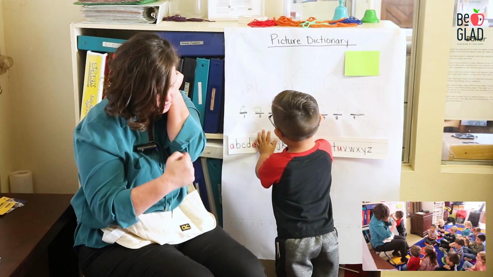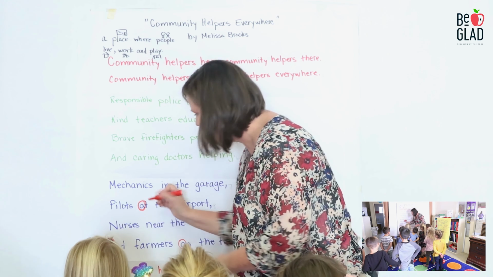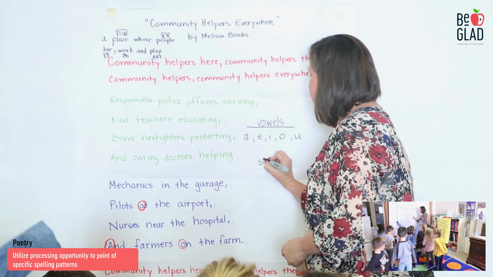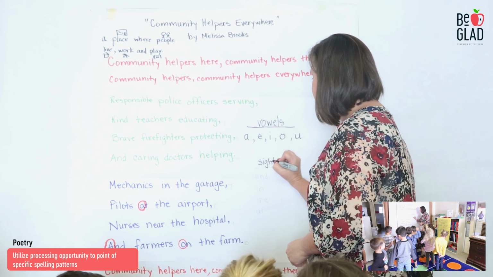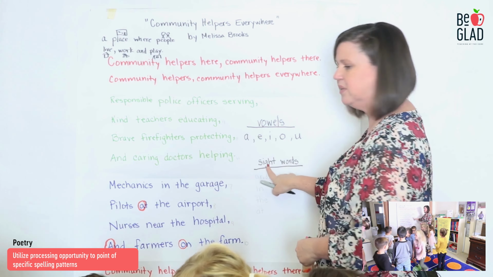Now, this can be practiced in any strategy. For example, if we go over to a poem or song or chant that we have posted on the wall and we're singing it together, I might utilize a processing opportunity to point out and find specific spelling patterns that we are learning. For example, we might be learning that the long E sound is spelled in a number of different ways. If this week or over the past couple of weeks we've been focusing on the EE spelling pattern that says E, then I'm going to look for words that contain that pattern.